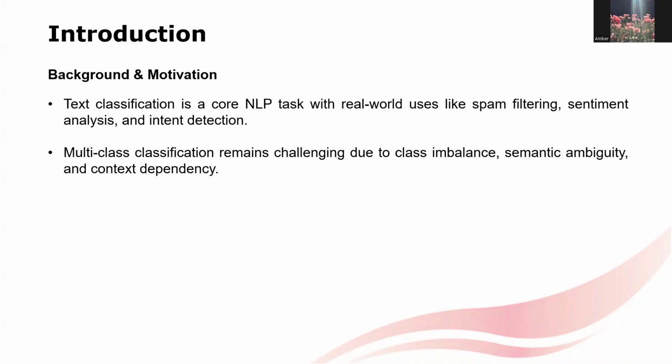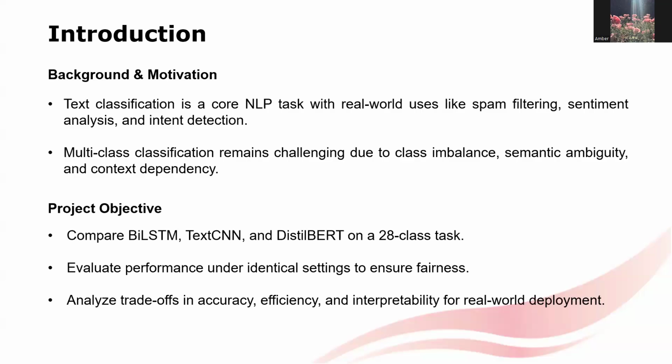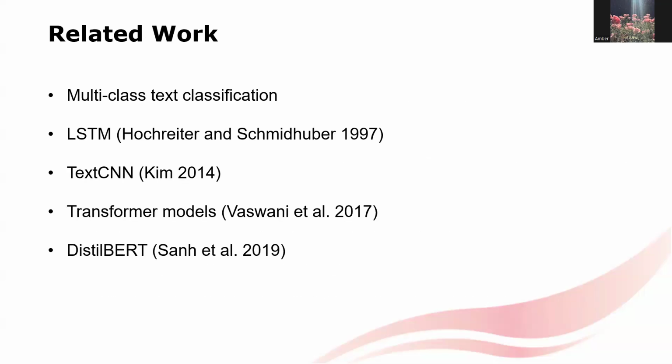So let's talk about why we did this. Text classification is one of the core tasks in NLP. It shows up in spam filters, support systems, sentiment analysis, and you name it. Things get tricky with multi-class classification. You have issues like class imbalance, overlapping semantics, and the need to understand context. Our goal was to compare three models, BiLSTM, TextCNN, and DistilBERT, under identical settings and see how they stack up in terms of accuracy, efficiency, and interpretability.